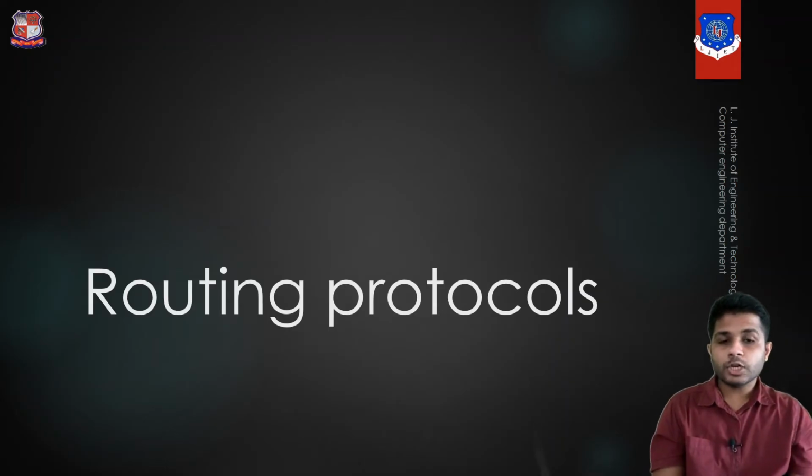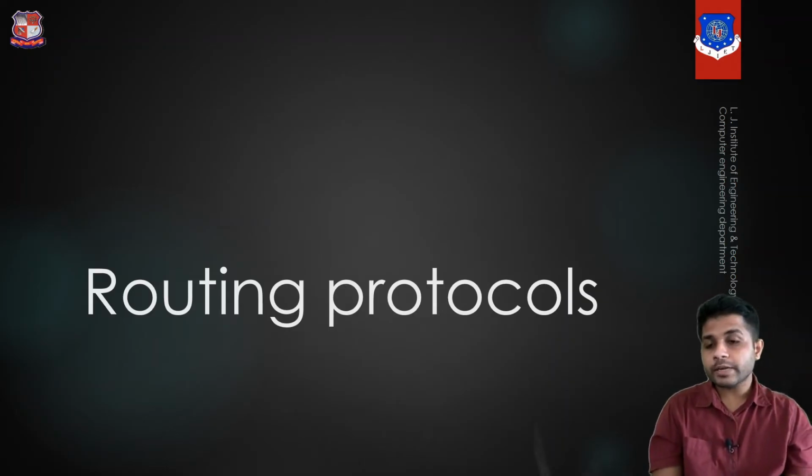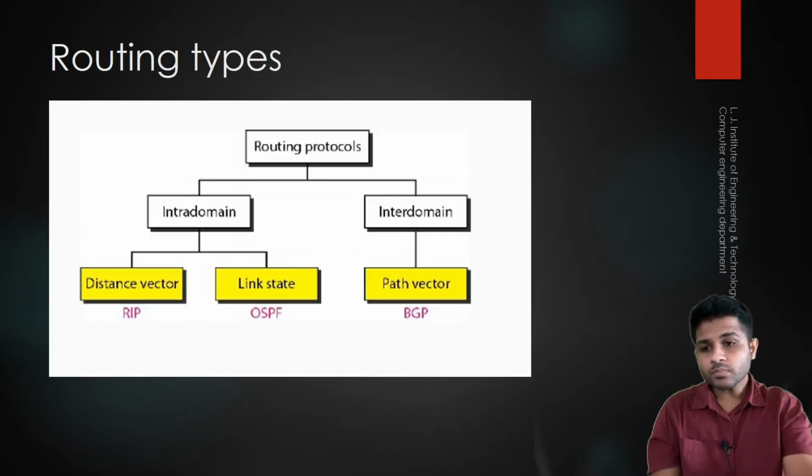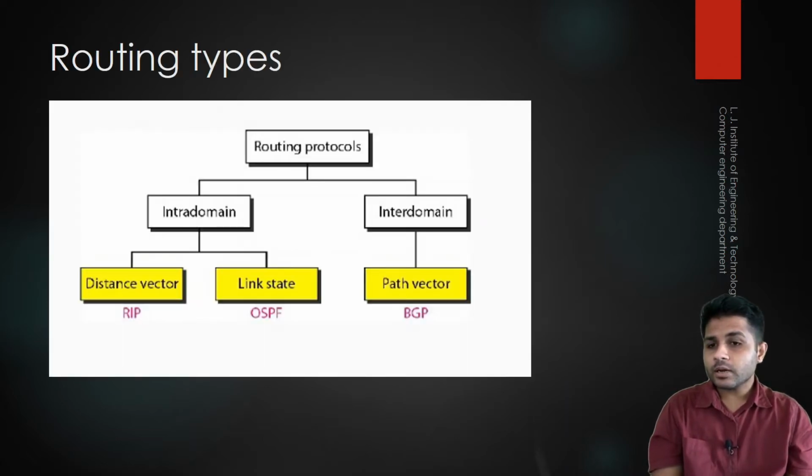So hi everyone, I'm Jai and today we are going to see the different types of routing protocols. The routing protocols are mainly of two types: the intra-domain routing protocol and the inter-domain routing protocol. Intra-domain is further divided into two types, that is the distance vector and link state.